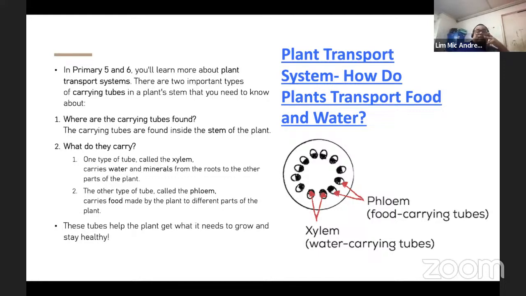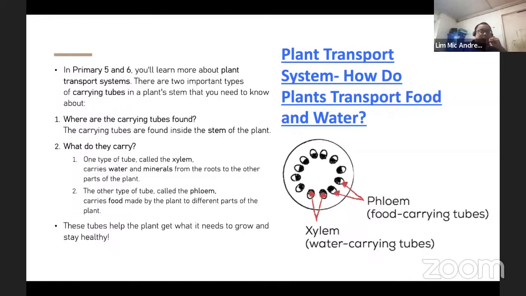So where are these carrying tubes found? Well, they are found inside the stem of a plant. And what do they carry? One tube, called the xylem, carries water and minerals from the roots to all parts of the plant in a one-way direction. So the water will be absorbed by the roots from the ground and pass through the stem and go to the leaves, fruits and flowers in a one-way direction. It won't be able to go down. So xylem carries water and minerals.